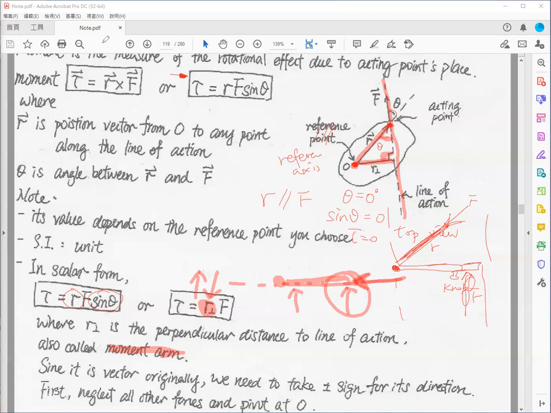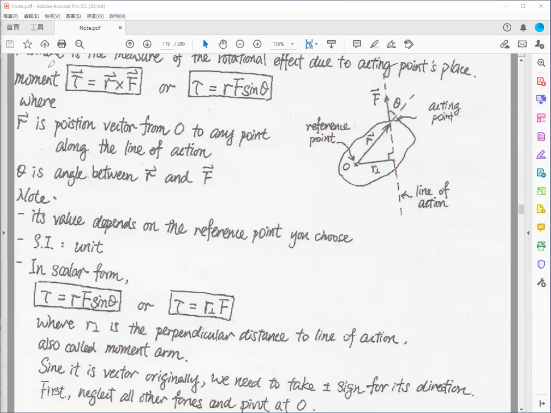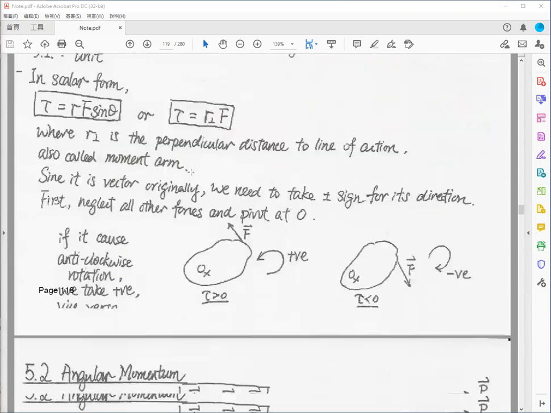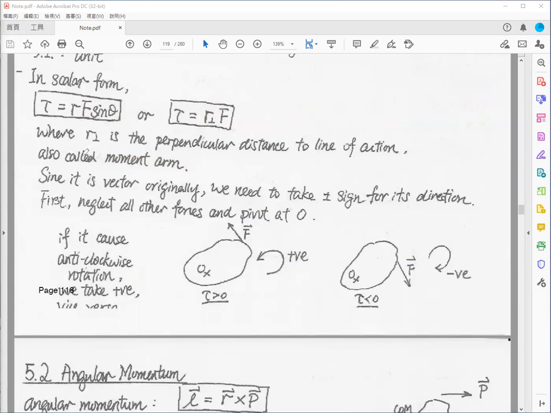You may also wonder, why did I put a head there? The head means it is a vector. So how about the direction of the moment? Right now you need to know that there are two directions of the moment. One direction is clockwise, another one is anti-clockwise. So how do we know the direction of the moment?